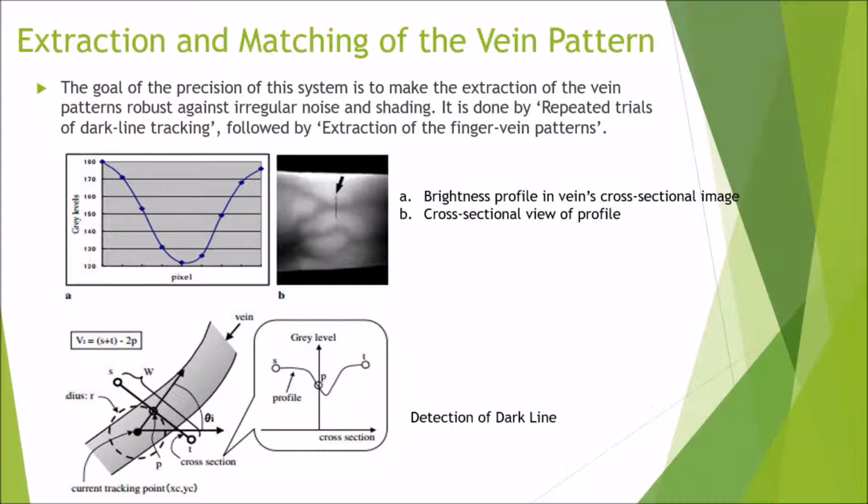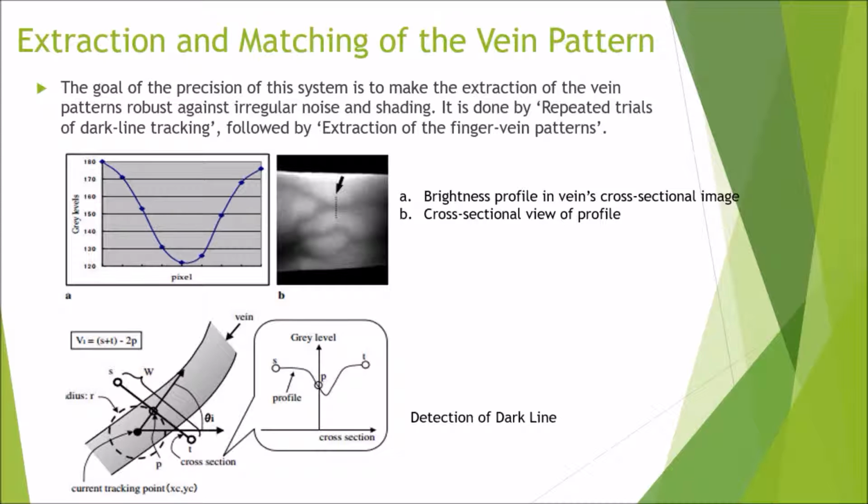Extraction of the patterns was based on the number of times the tracking lines passed through the points. First, we have the repeated trials of dark line tracking. A cross-sectional profile of a vein appears as a valley as shown in figure A. The depth of the valley varies with the shading in the image. However, the valley remains detectable. Therefore, the profiles give us a robust method of finger vein detection.